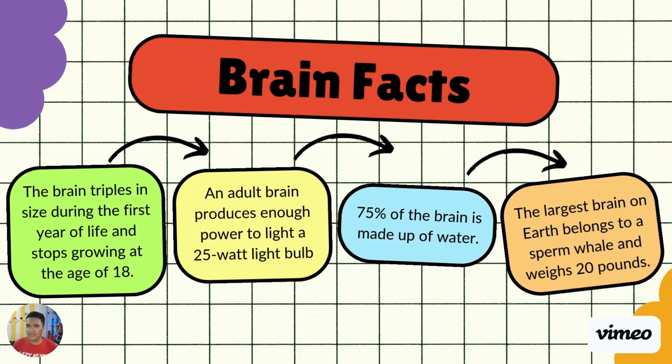The brain triples in size during the first year of life and stops growing at the age of 18. An adult brain produces enough power to light a 25-watt light bulb. 75% of the brain is made up of water. The largest brain on Earth belongs to a sperm whale and weighs 20 pounds.